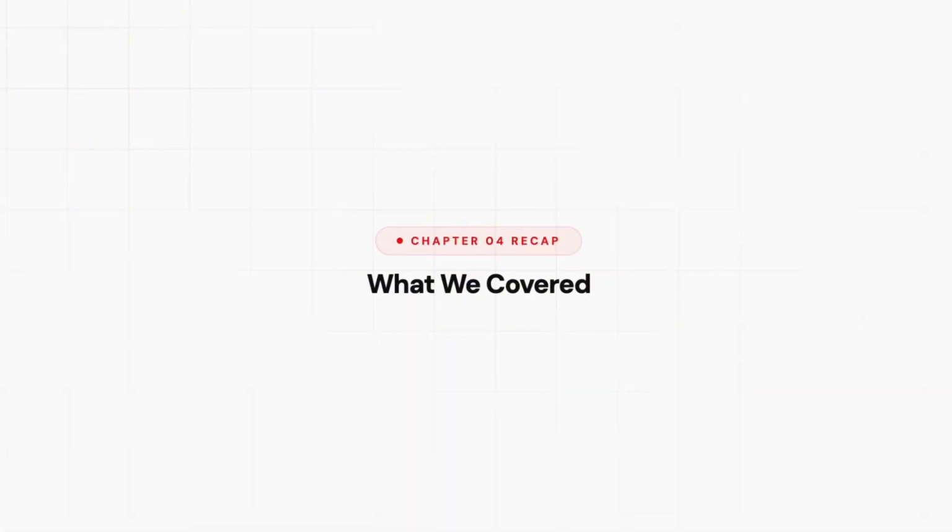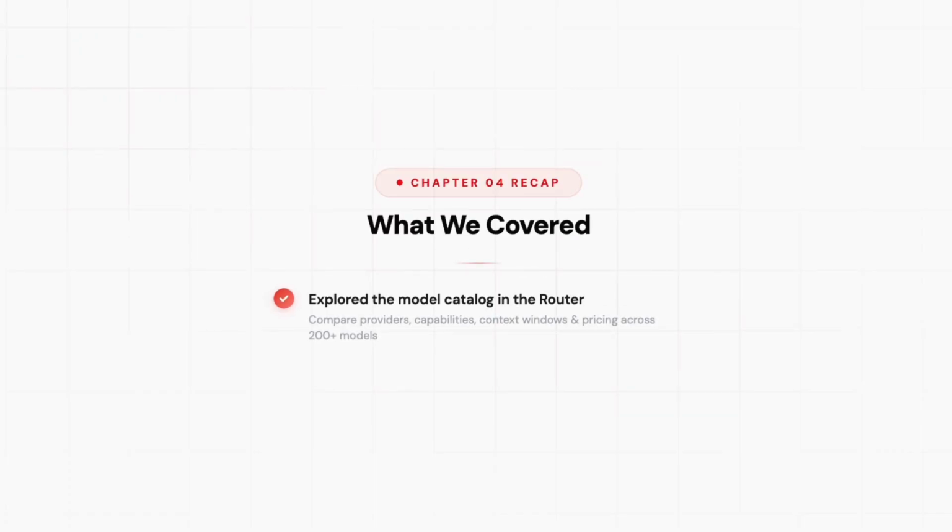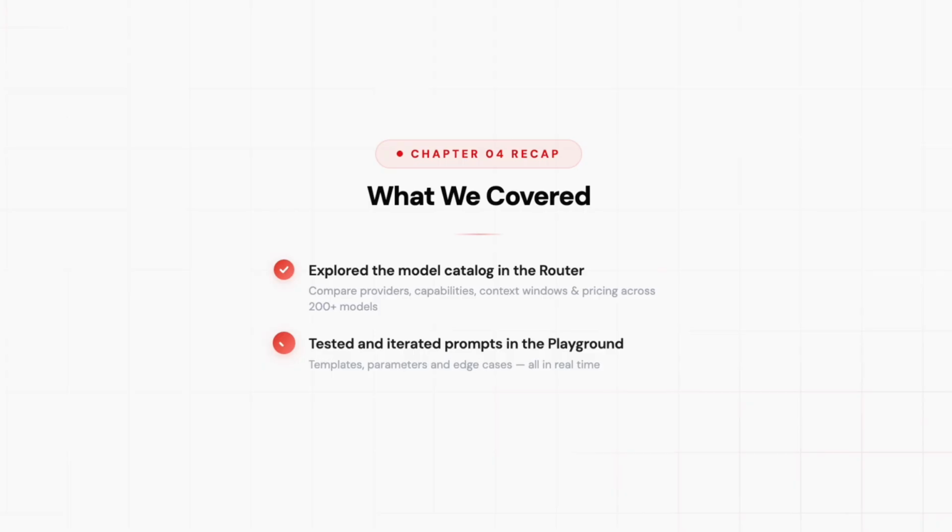Let's recap what we covered in this chapter. We explored the model catalog in the router, where you can compare providers, capabilities, context windows, and pricing across over 200 models. We used the playground to test and iterate on prompts before committing them. Experimenting with templates, parameters, and edge cases in real time.